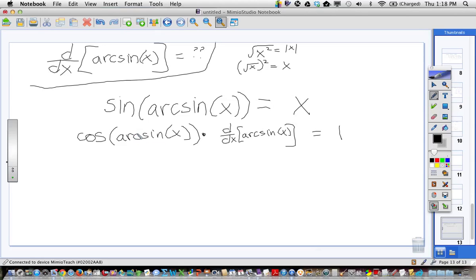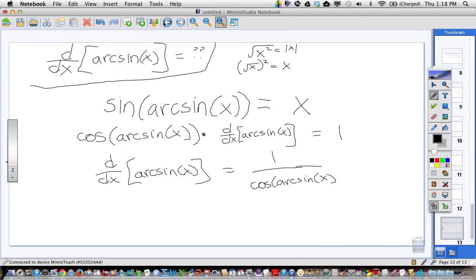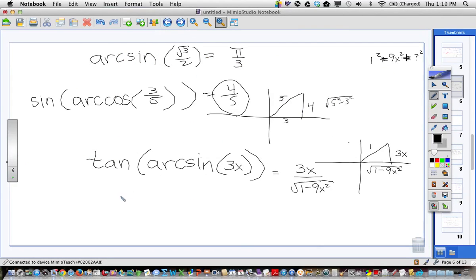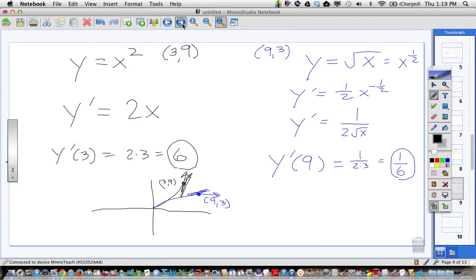Oh, so now could I just take this and divide it over? Right? So on this side, we just have derivative of arc sine, which is what we're trying to figure out. So derivative of arc sine would equal 1 over cosine of arc sine of x. Wait a minute, this looks like something from trig. This looks like something from like 12 slides ago. This looks like that, doesn't it? Where we did tangent of arc sine of 3x and we drew a picture. Okay, so let's do that.